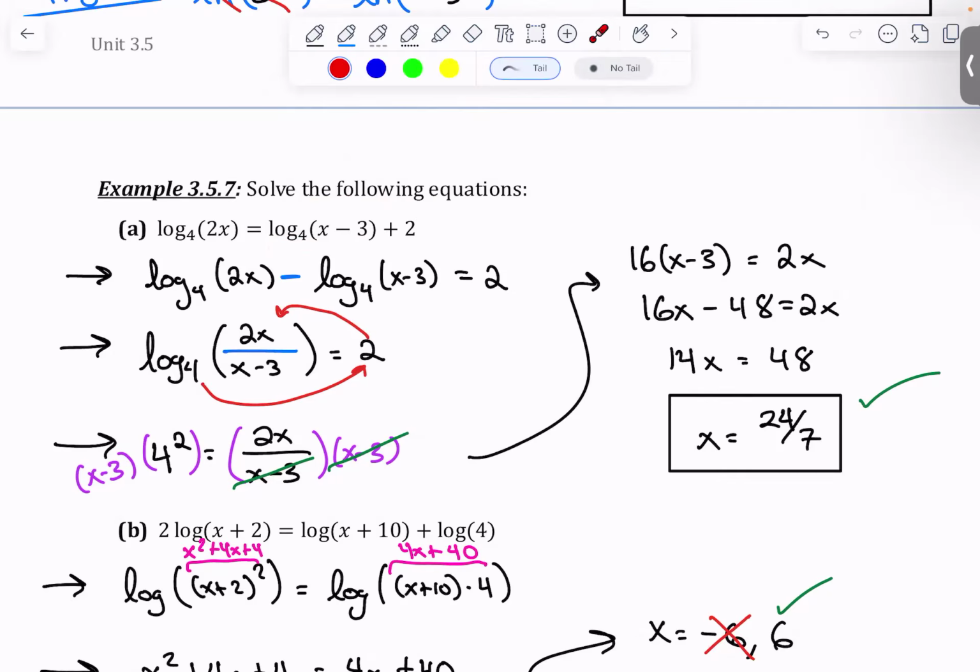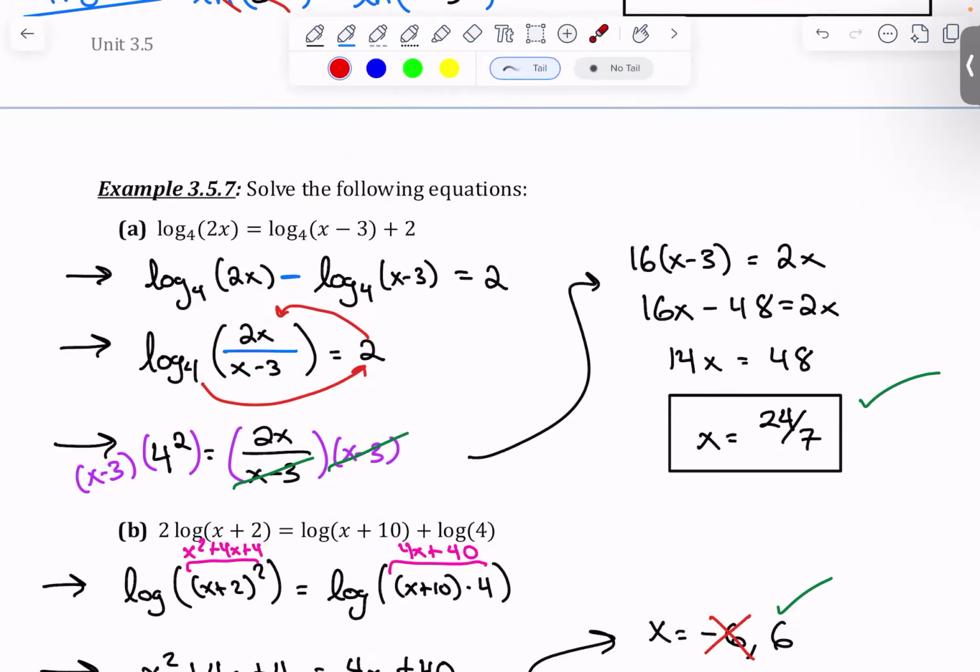And then I've got log of something equals a number. So I can convert it to exponential form. The reason I would want to do that is that it allows the logarithm to go away. That allows the logarithm to get removed. And so now I have 4, starting at the base, moving across the equal sign and then back over. I've got 4 raised to the second power is equal to 2x over x minus 3.